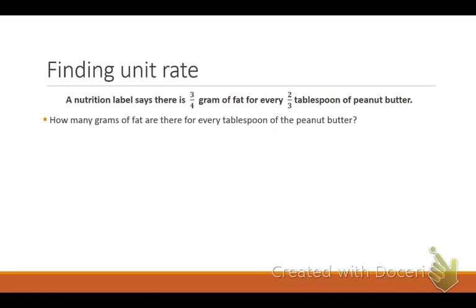Finding the unit rate. It's really important here that we write it in the order that it's asking for the rate. How many grams of fat are there for, here's my key word, for every tablespoon of peanut butter? That tells me what's going to be in the denominator. Could I have just as easily flipped that? I absolutely could, and if I had flipped it, you need to make sure that you flip your values so you get the unit rate correct.